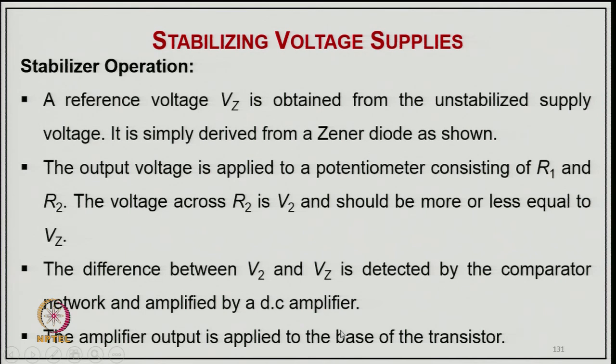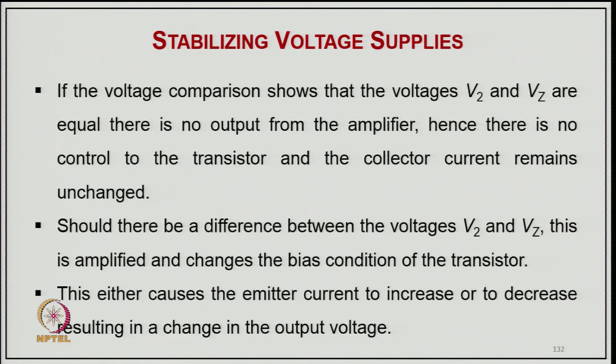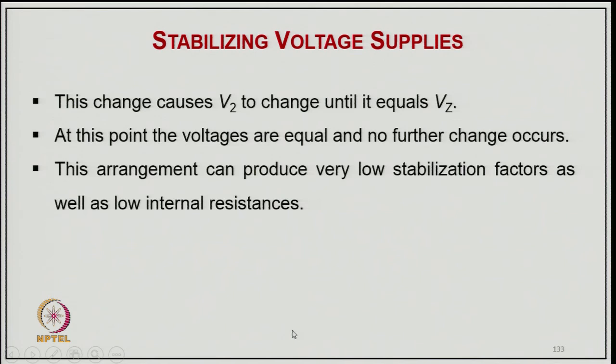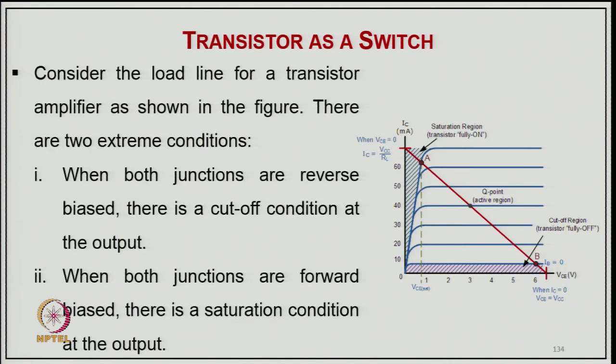The amplifier output is applied to the base of the transistor. If the voltage comparison shows that V2 and V Z are equal, there is no output from the amplifier, hence there is no control of the transistor, and the collector current remains unchanged. Should there be a difference between V2 and V Z, this is amplified and changes the bias condition of the transistor, and this either causes the emitter current to increase or decrease, changing the output voltage. This causes V2 to change until it equals V Z, and at this point the voltages are equal and no further change occurs. This arrangement can produce a very low stabilization factor as well as a low internal resistance.